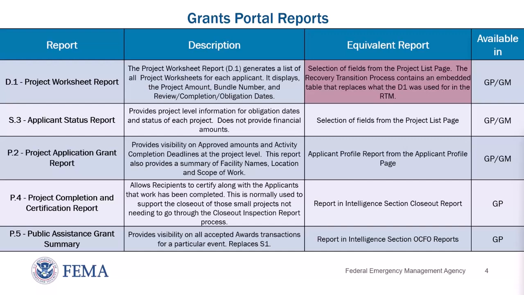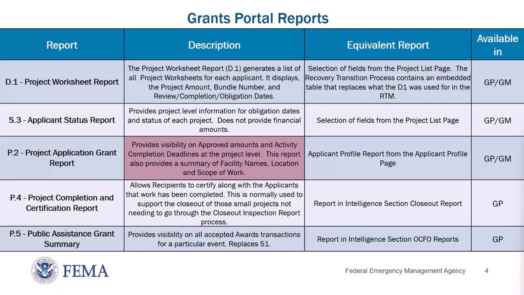The recovery transition process also contains an embedded table that replaces what the D1 was used for in the RTM. The S.3 Applicant Status Report provides project-level information for obligation dates and status of each project. It does not provide financial amounts. The equivalent report can be found in Grants Portal and Grants Manager with selections of fields from the project list page.